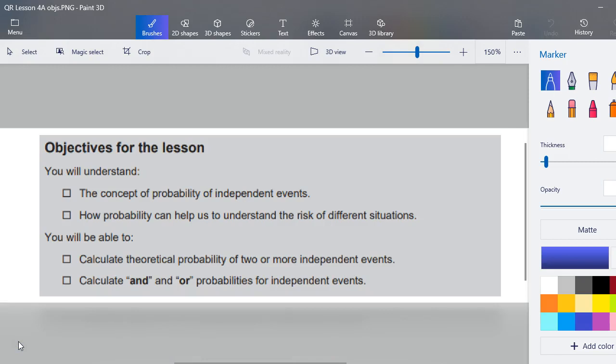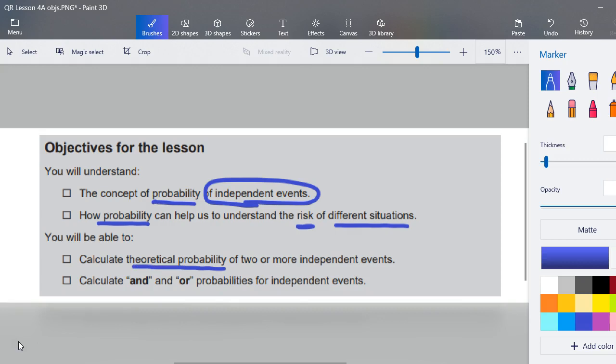The objectives for this lesson include the concept of probability of independent events. You should have already started a glossary or flashcards or sticky notes or something. Here is another set of words that you need to start memorizing, the independent events. And then how probability can help us to understand the risk of different situations. In this lesson, we're going to calculate theoretical probability of 2 or more independent events. Also, we're going to calculate and or probabilities for independent events.